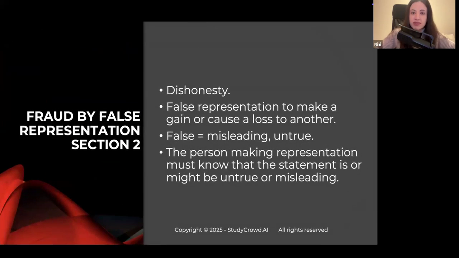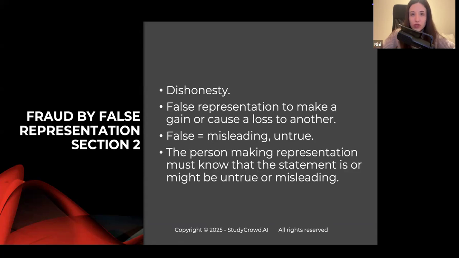Fraud by false representation. Section 2. These are the things that you need to prove to get a first class on a fraud problem question. First of all, you should show that the party you're advising in the problem question has been or not dishonest. So the dishonesty test should be applied. False representation to make a gain or cause a loss to another. So you should show that the problem question facts that they've given to you show a false representation to make a gain or cause a loss.